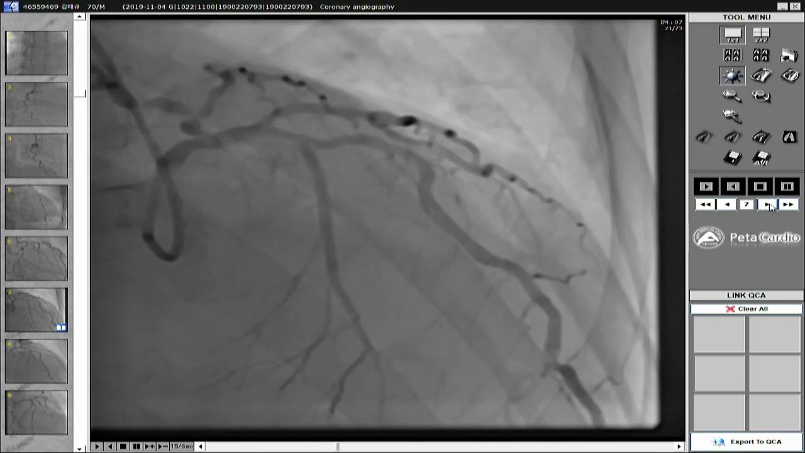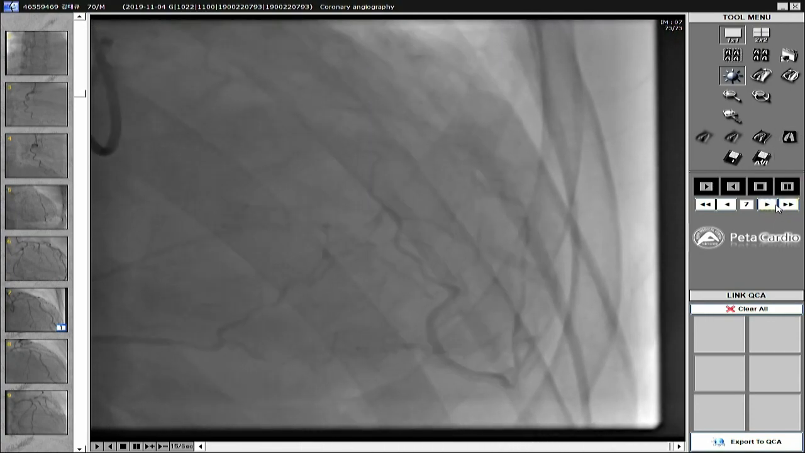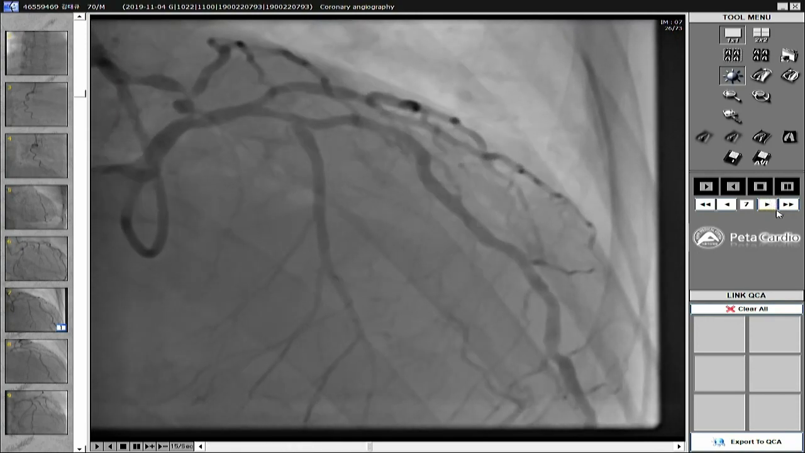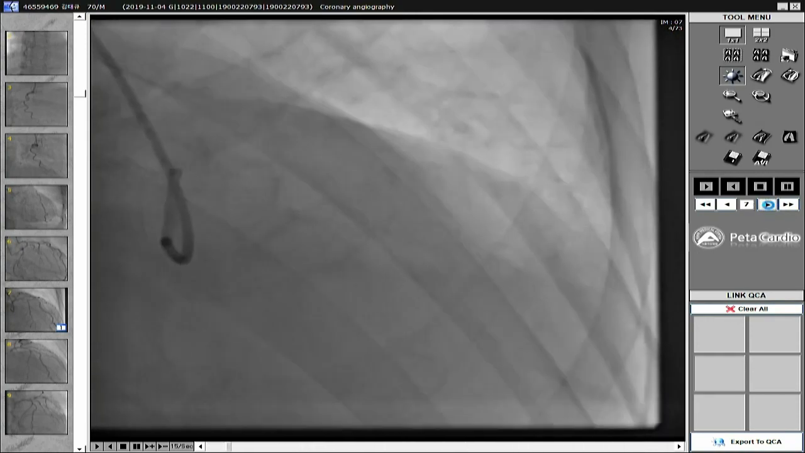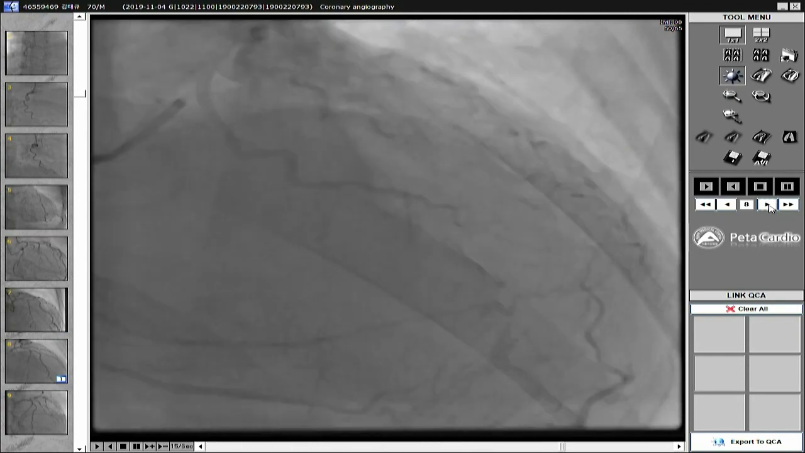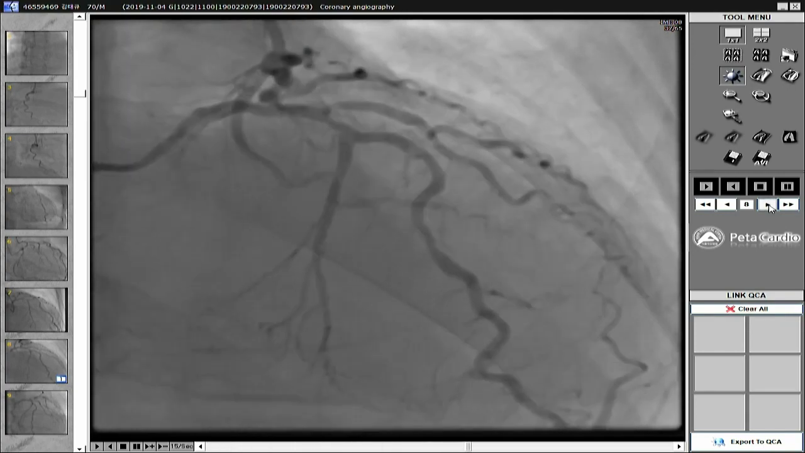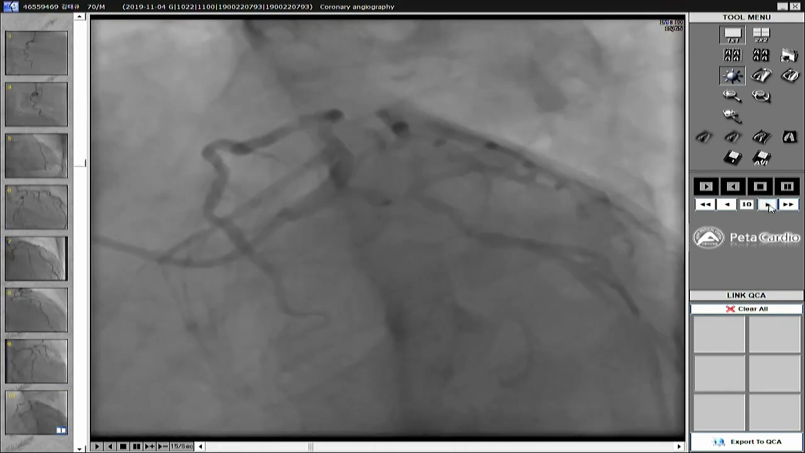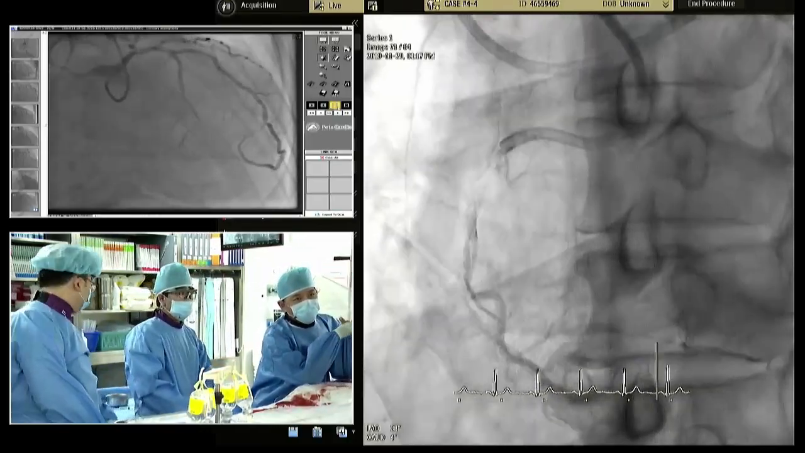You can see collateral from the first big septal to the PDA, and there's another collateral arising from the circumflex from the PLA. So we already fixed the left system, and we're trying to do the RCA CTO today. Muramatsu sensei, this is today's angiogram.